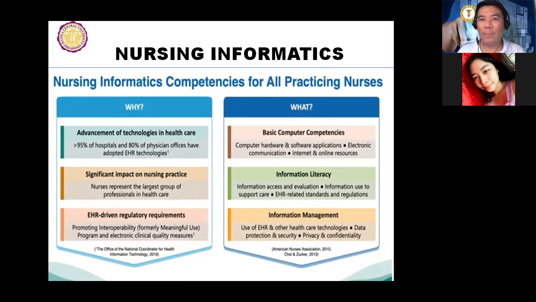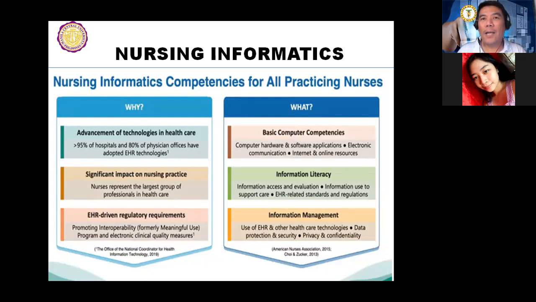We have included here advancement internationally. It is locally, universally, and worldwide accepted, because almost the setup of hospitals and clinics is geared towards the use of technology. There is significant impact to nursing, because we all know that nurses have the largest workforce locally, nationally, and globally. So embracing technology is very relevant so that we could be part of the changes and the paradigm shift.